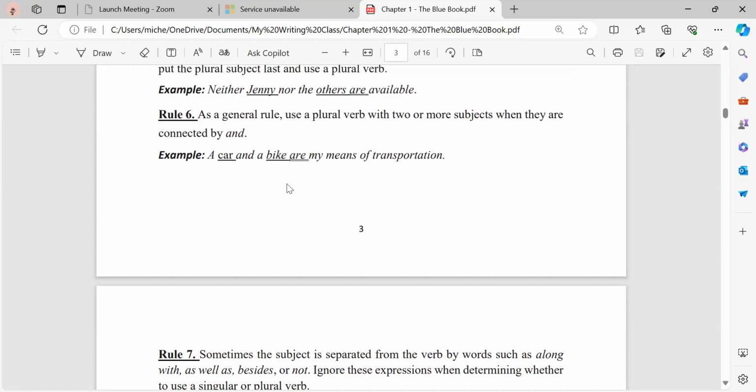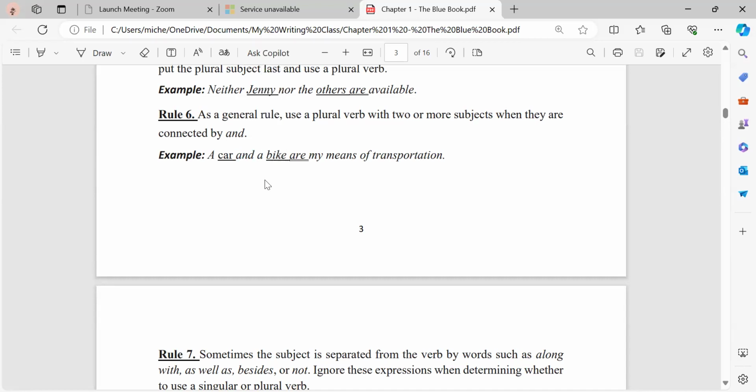So this is what I was saying before, that we use the connecting word "and." So a car and a bike are my means of transportation. So, a plural verb with two or more subjects. A car and a bike, both of them are actually singular subjects if they're alone, just a car or a bike. But now the words are connected by "and." I mean, the subjects are connected by "and" right here.